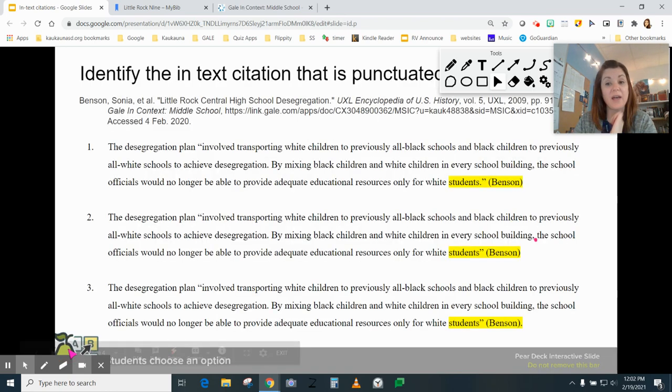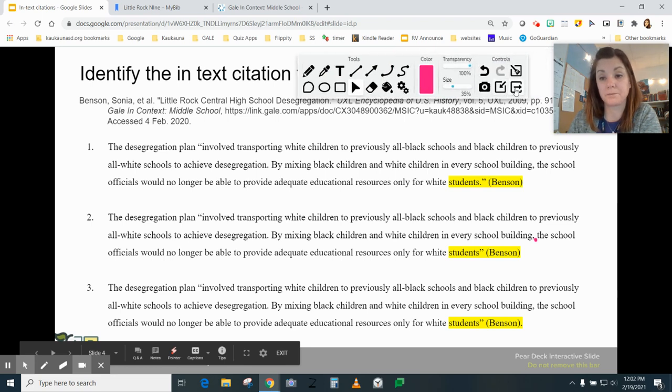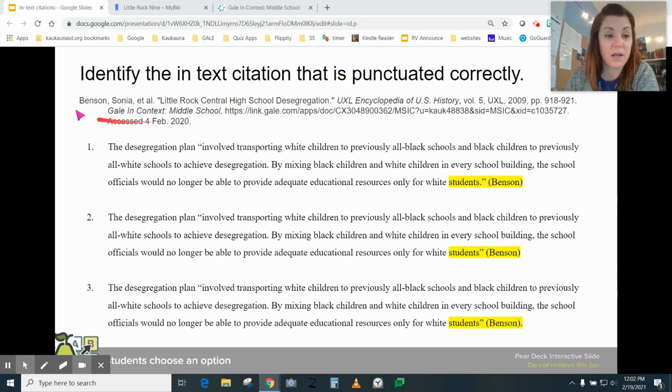So here we have our works cited. Sonia Benson is the author, and so Benson would be the last name of the author. So is number 1 right? We have a direct quote. We ended the direct quote, and now we have in parentheses Benson.